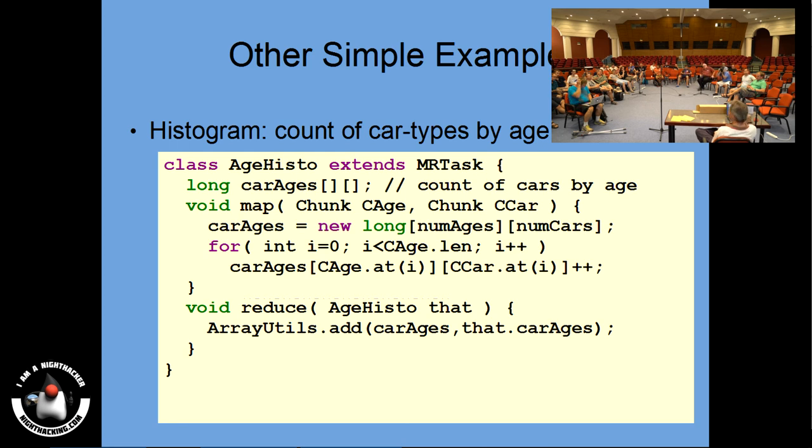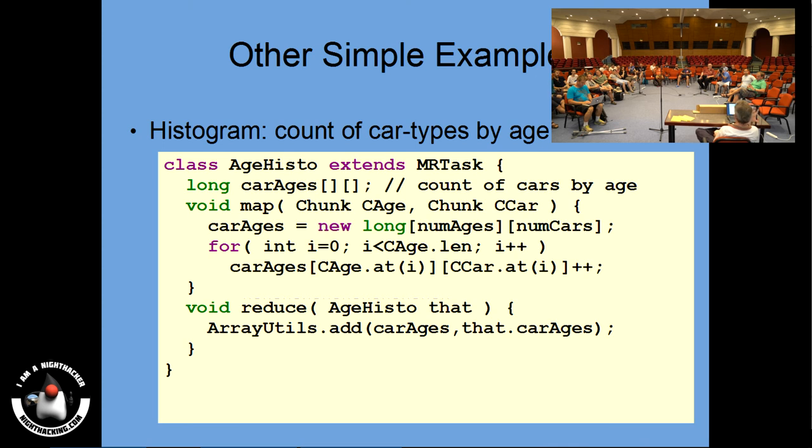Then I have a plus plus in that loop, and the plus plus is not atomic. If it were multi-threaded, it would be incorrect; you would drop counts. But it's running single-threaded, so there's no issue there. I just write single-threaded code and it all works. And then the flip side of that is I have a new array of car ages, one per chunk.